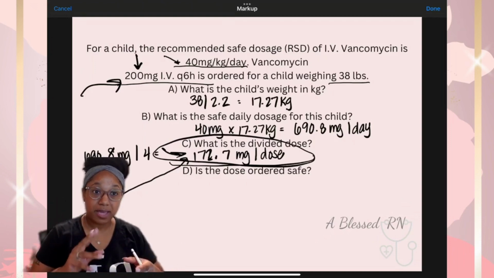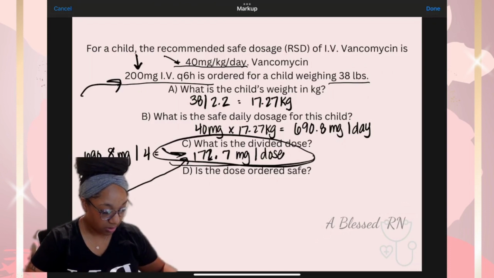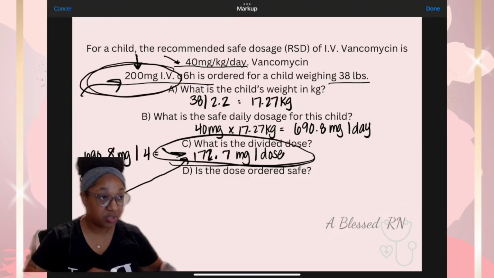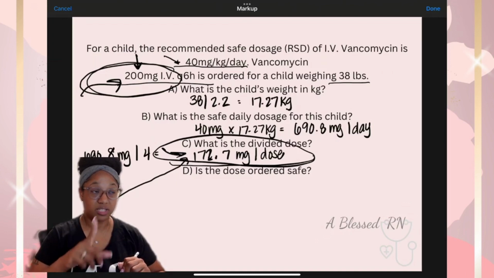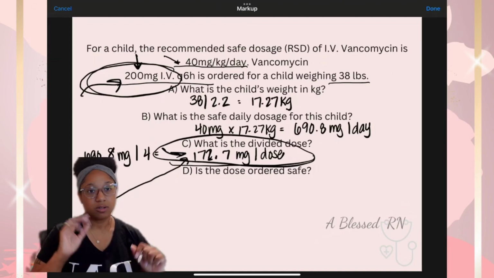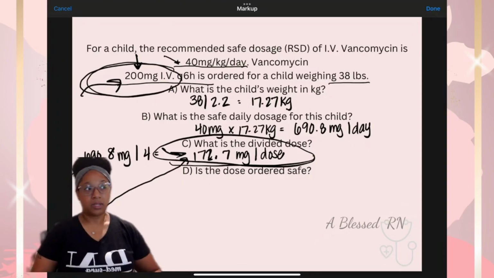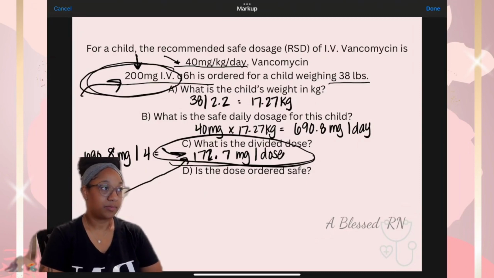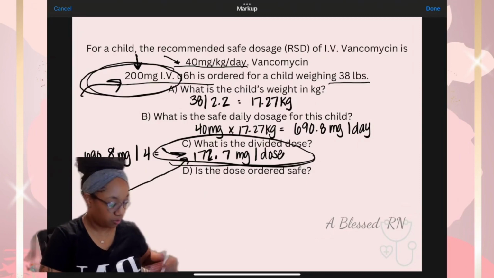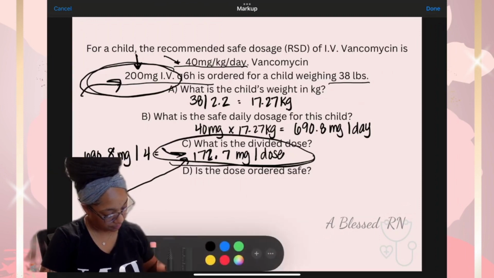Then we have to go back to the problem and see that the doctor has ordered this, a 200 milligram dose. 200 is more than 172.7. So that means it'll be too much. It'll be toxic. So it's not safe. So 200 milligrams. Okay, so let's see. I'm going to get rid of some of the little markings.